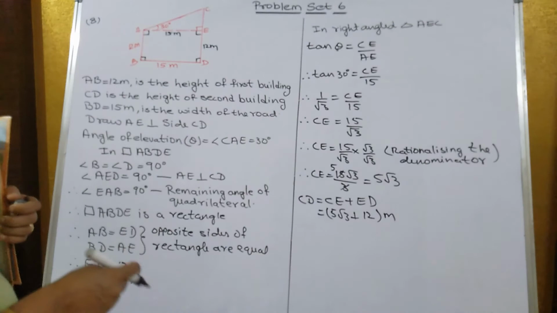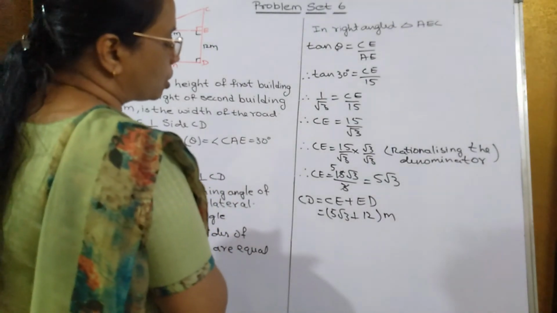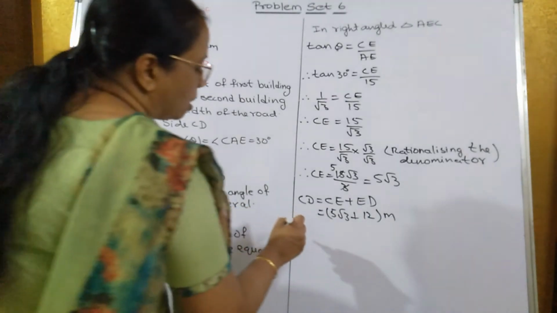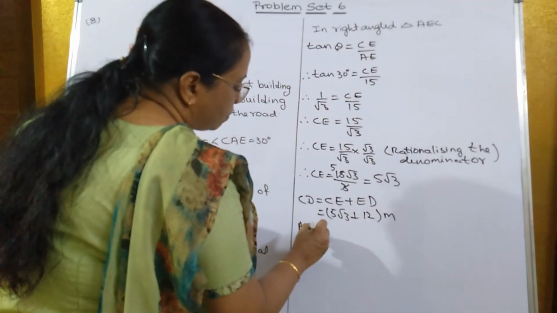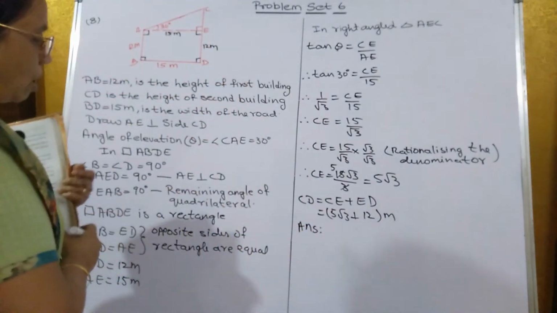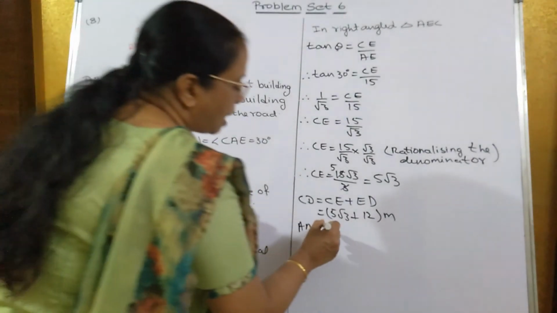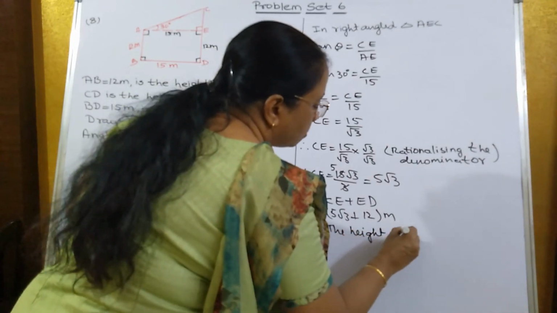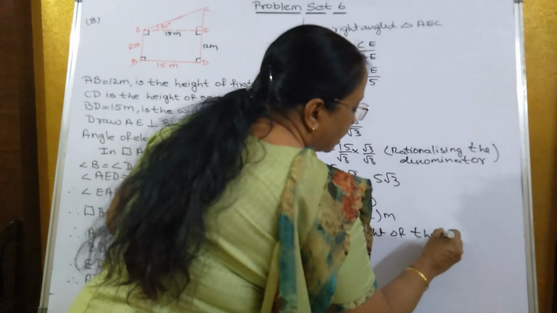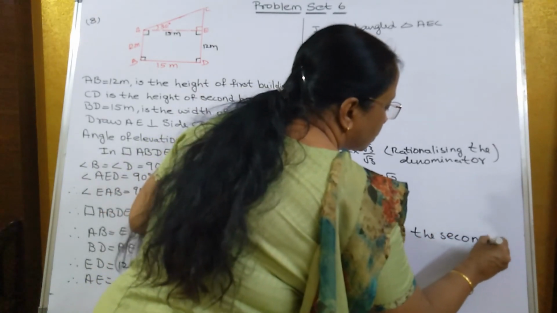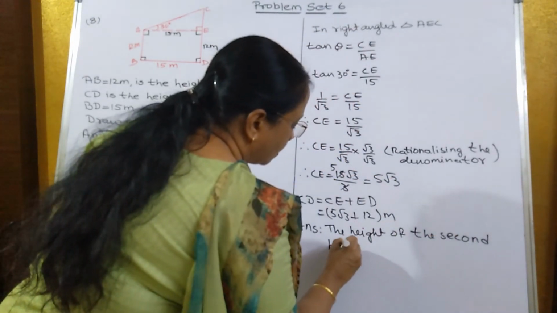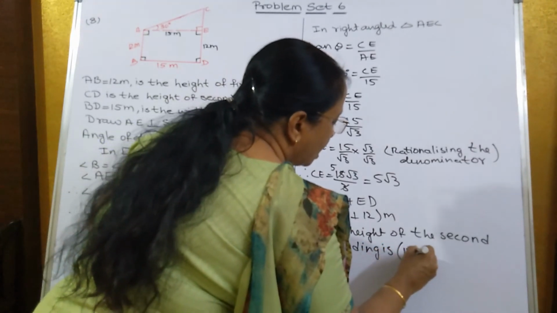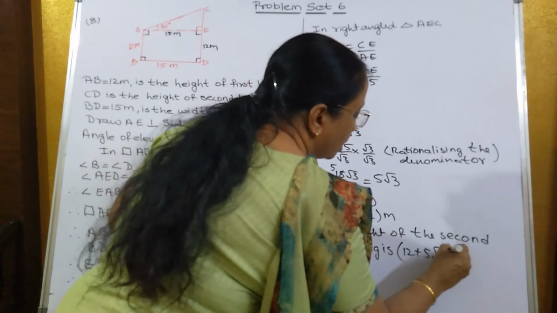So if they have given the root 3 value, then you can substitute the value of root 3 and you can find out the total distance of CD. Now here they have not given the value of root 3. Now the height of the second building is 12 plus 5 root 3 meters.